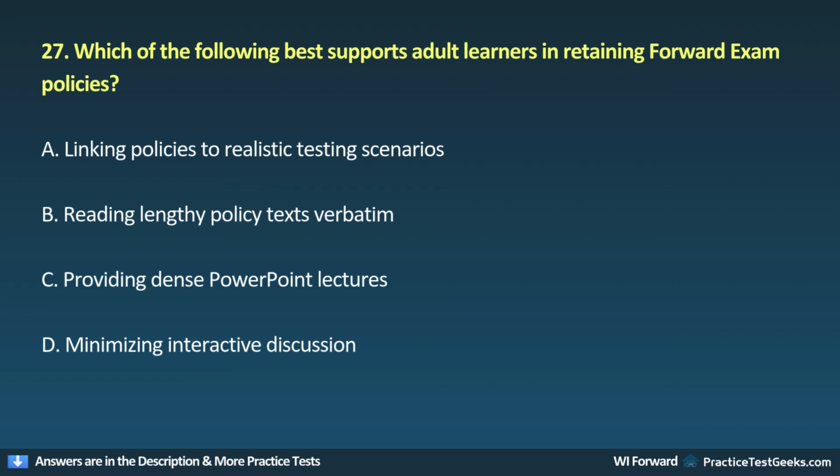27. Which of the following best supports adult learners in retaining Forward Exam policies? A. Linking policies to realistic testing scenarios. B. Reading lengthy policy texts verbatim. C. Providing dense PowerPoint lectures. D. Minimizing interactive discussion.